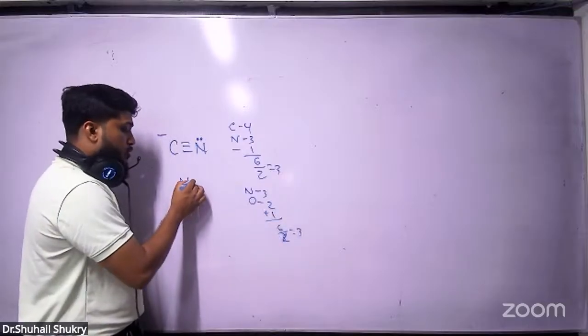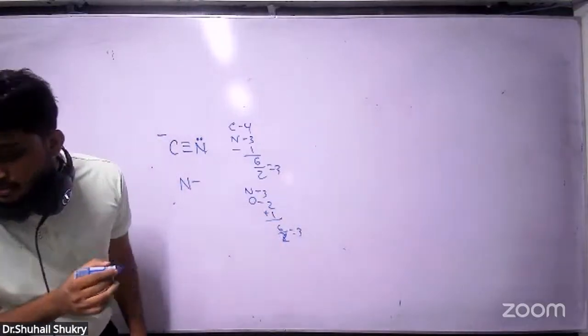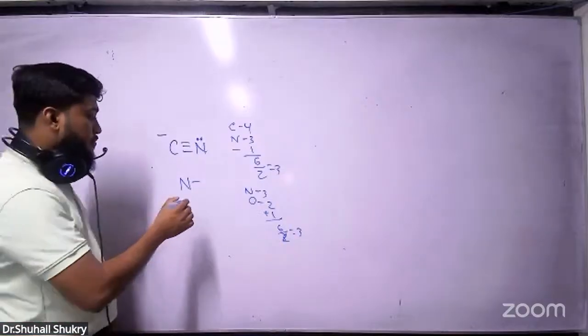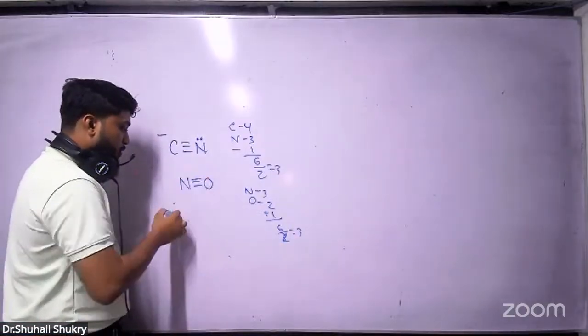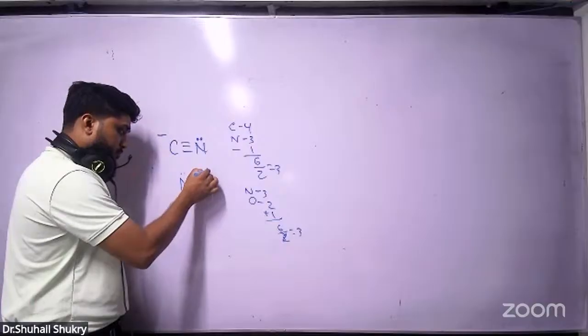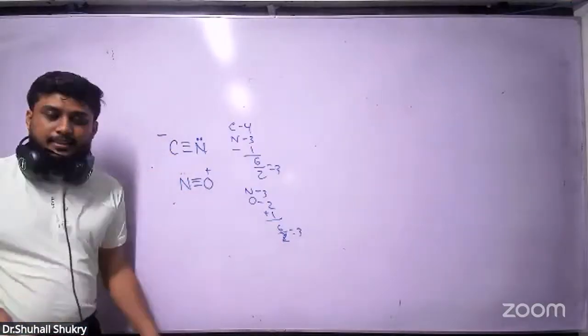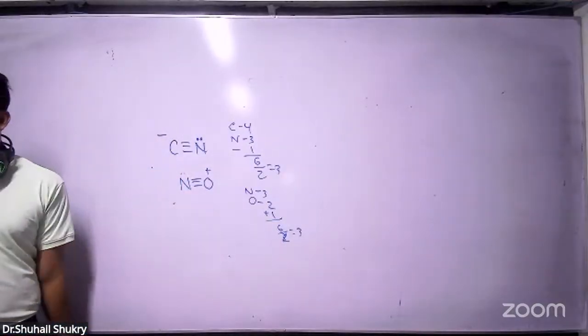So NO also, NO plus, right? You get 3 bonds. Who gets the plus charge then? Oxygen. There's nothing we can do, it is the plus there.